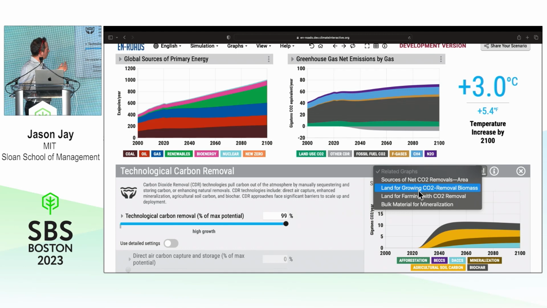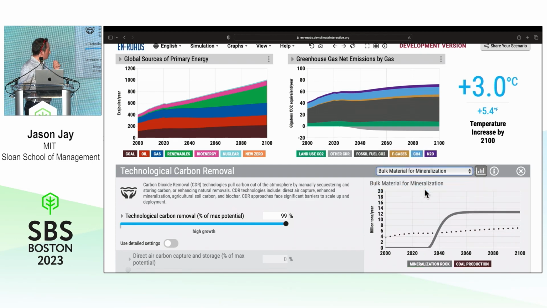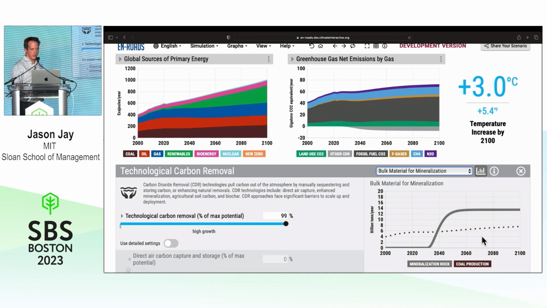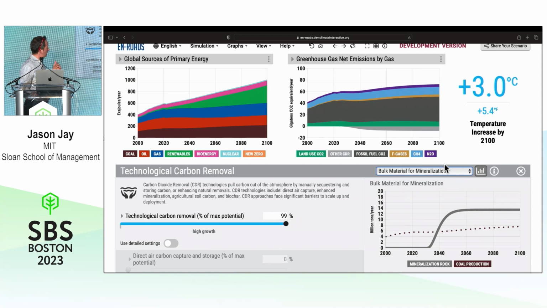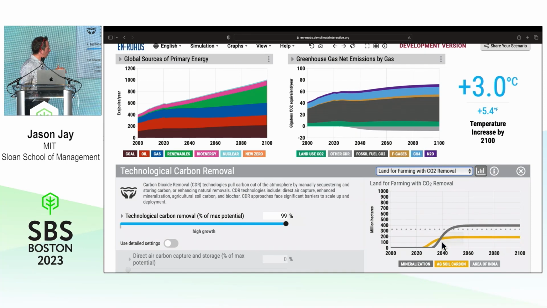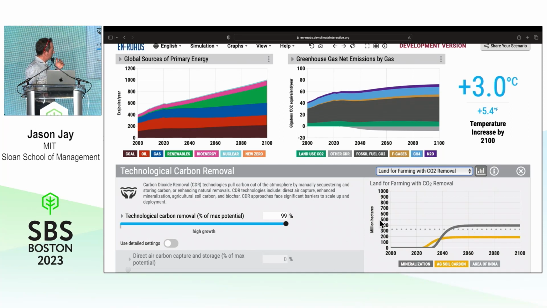So for mineralization, for example, let me go to mineralization first. This is the rocks that we've spread on the ground to suck up the CO2. We're now doing a volume of that about twice the size of the current entire coal industry. So that's a pretty substantial amount of rock to produce. This is land for farming. And the land required for that mineralization is just more than the landmass of India worth of rocks that we're spreading on the ground. So that's what cranking that means.